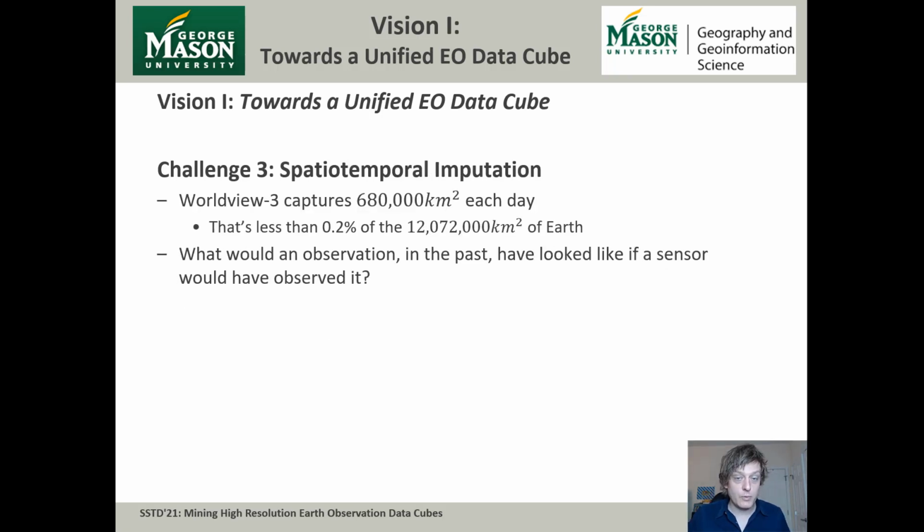A third challenge that we have is imputation. As I mentioned, these data cubes are going to be sparse. And now a question is, given this location at a point in time, we don't have an observation, but can we impute the missing observation? Can we estimate what this location would have looked like in terms of spectral features, in terms of temperature and wind speed, if we had had any observations?